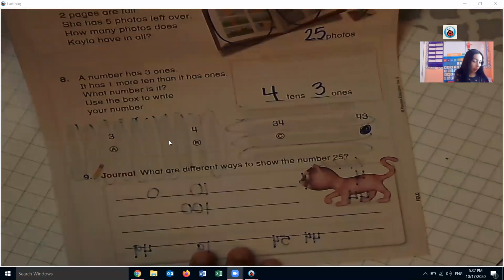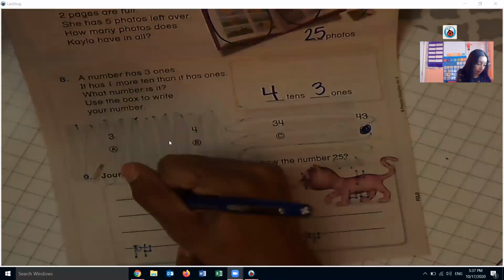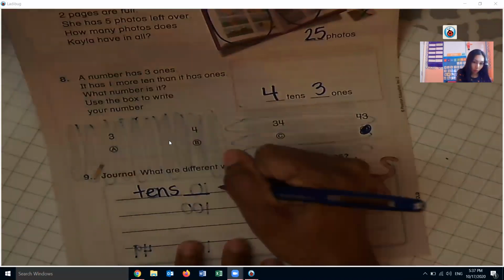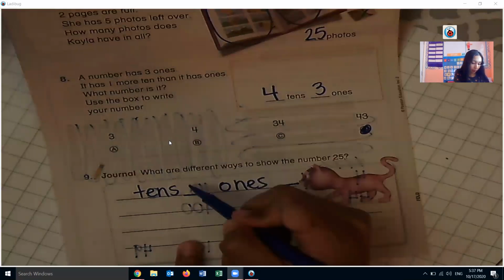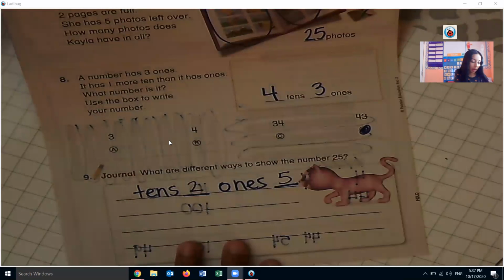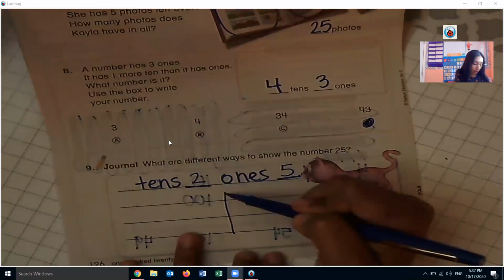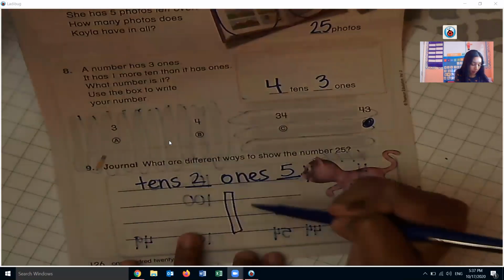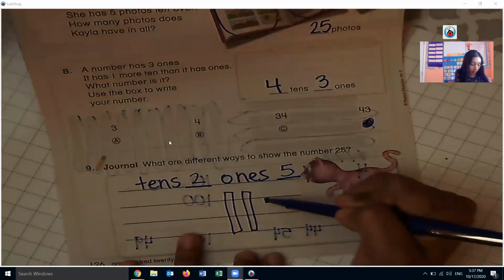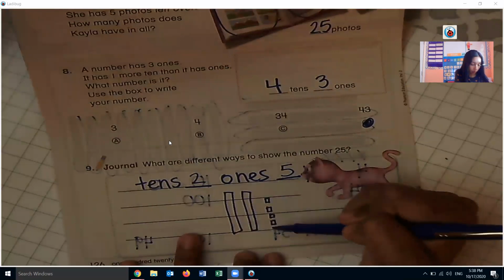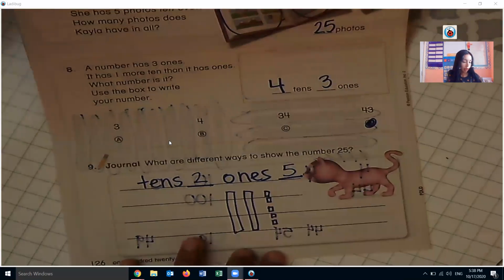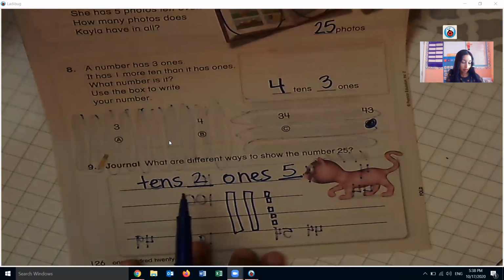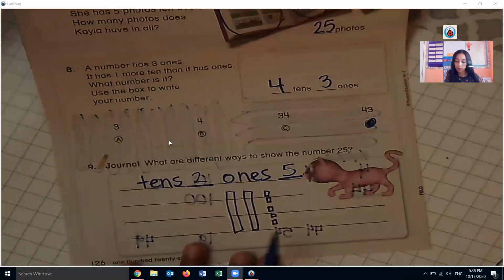Okay, what are 2 ways to show the number 25? So we can show it this way. We can say tens, ones. So we can say it's 2 tens, 5 ones. We can also show it in pictures. We can draw 2 groups of 10 and 5 little guys that are left over. So 25 shown in 2 different ways, in separating it by tens and ones and in a picture with our Unifix cubes.